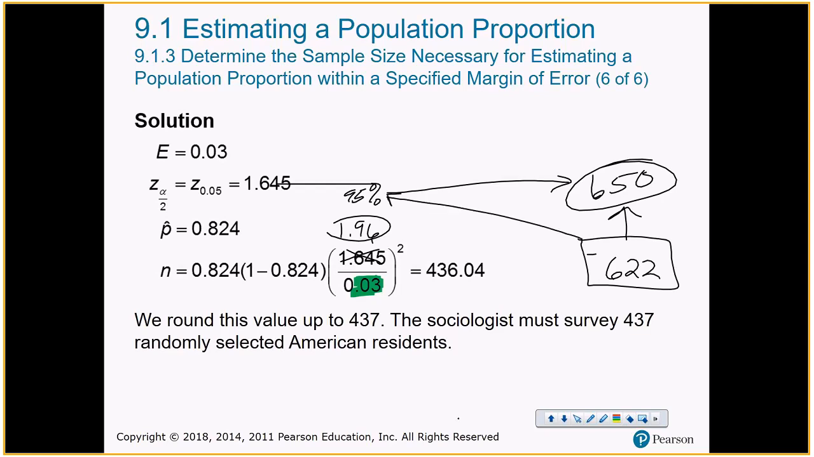Okay? So in 9.1, you should be able to find four things. You should be able to find P hat, you should be able to find Q hat, you should be able to find your margin of error and your confidence interval, and you should be able to find your sample size, which is E. Okay?